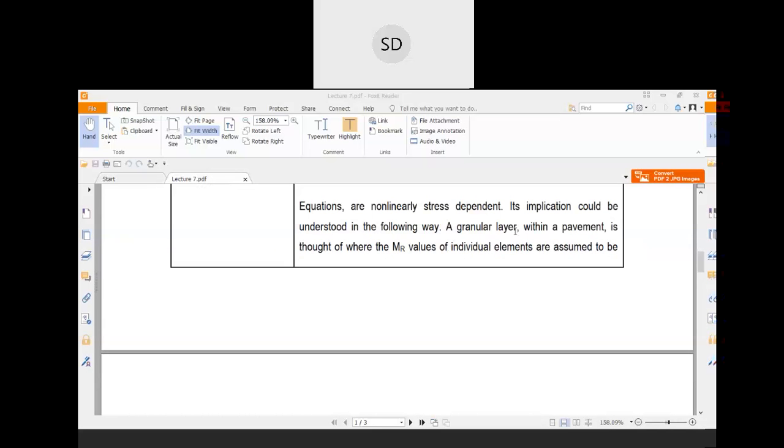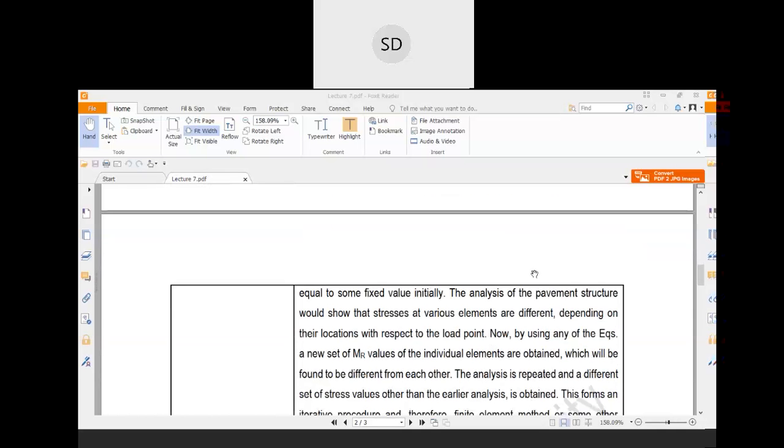So a granular layer within a pavement is thought of where the MR values of individual elements are assumed to be equal. So whenever you are going to analyze that MR value and the characterization of that granular material in a pavement layer, initially you will assume that the MR value throughout the layer is the same. Then you will go for the trial and error method using the finite element method or any other type of method.